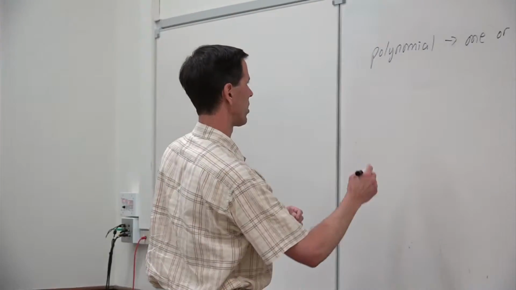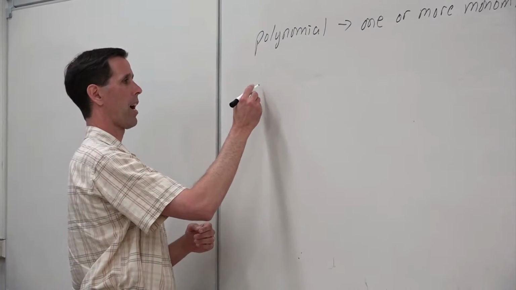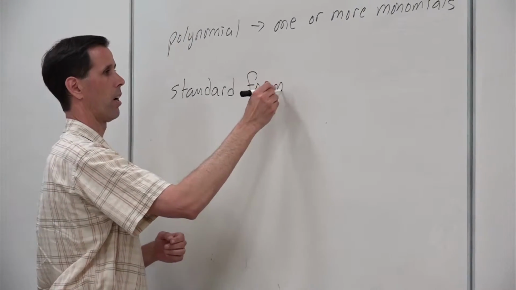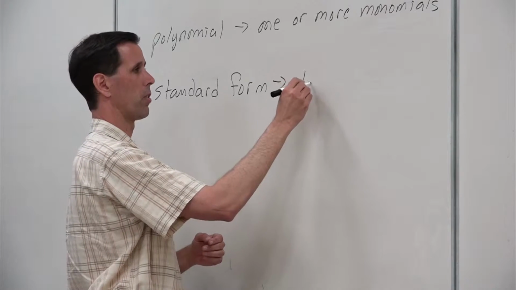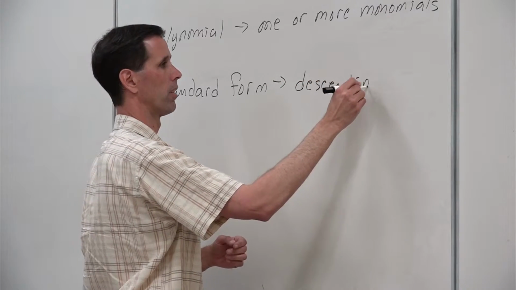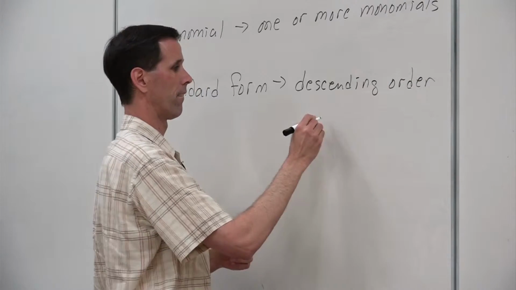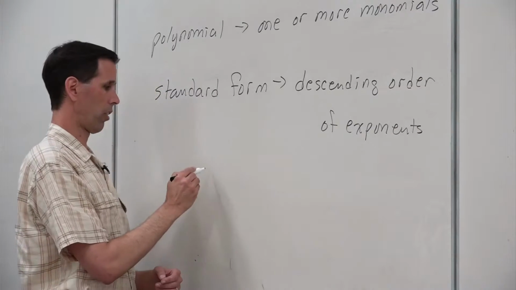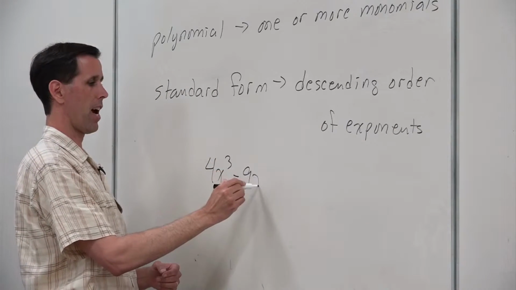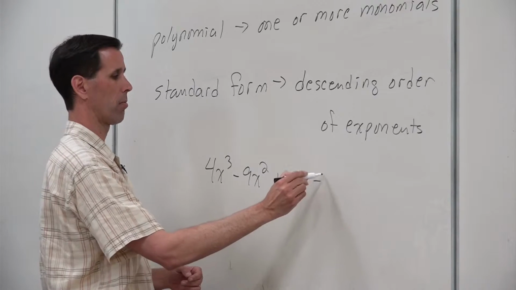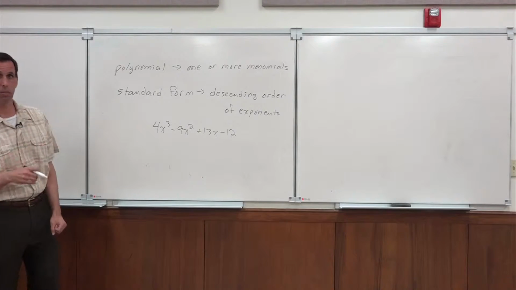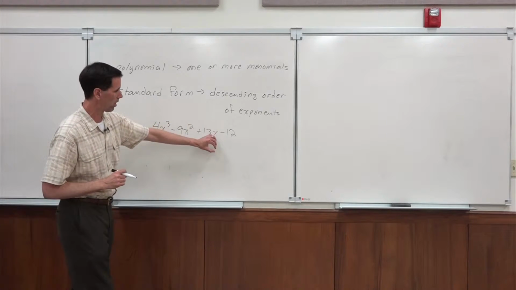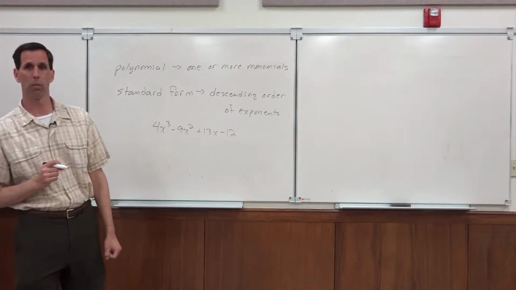One other thing that would be very helpful is, whenever you write a polynomial down, I would encourage you to write it in standard form. When you think standard form, you want to think of doing it in descending order of exponents. So for example, 4x cubed minus 9x squared plus 13x minus 12 would be a good example of a polynomial in standard form, because we have exponents going in descending order, 3, 2, 1, and technically you have an exponent down there at the end with a value of 0.